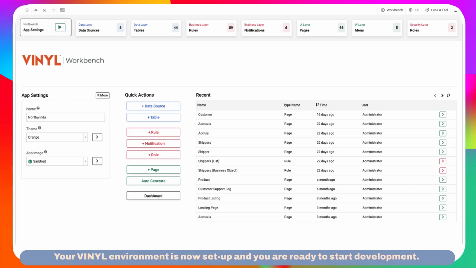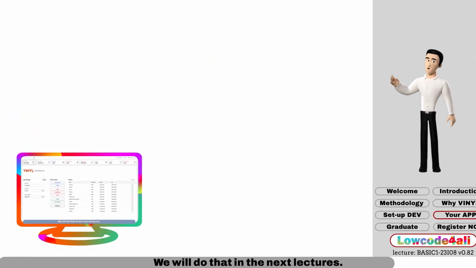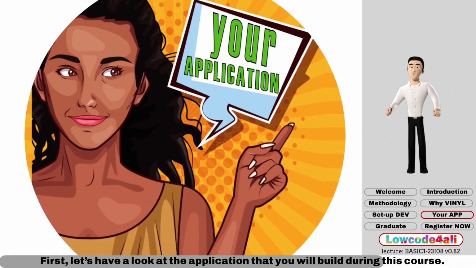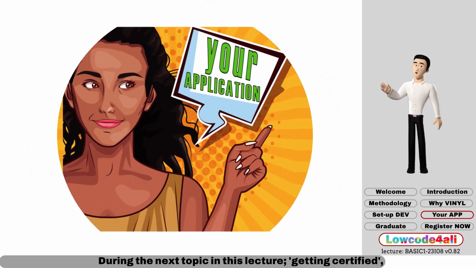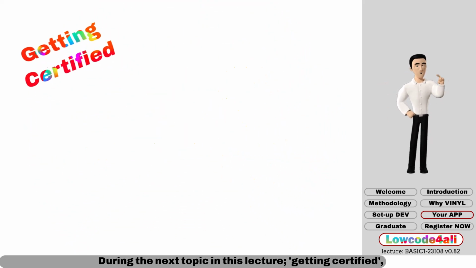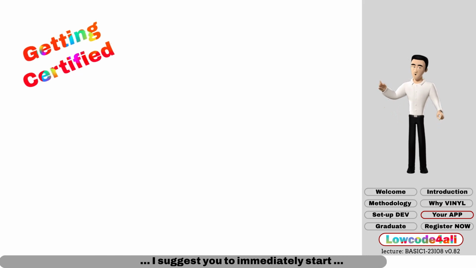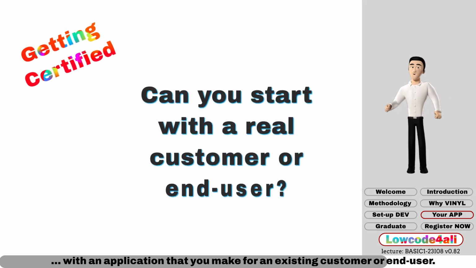Your Vinyl environment is now set up and you are ready to start development. We will do that in the next lectures. First, let's have a look at the application that you will build during this course. During the next topic in this lecture, Getting Certified, I suggest you to immediately start with an application that you make for an existing customer or end user.